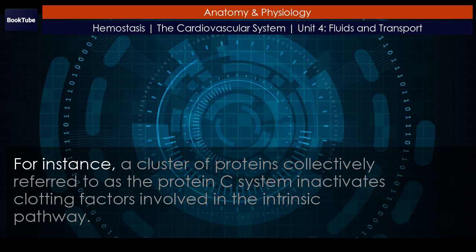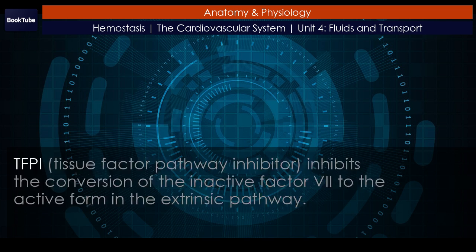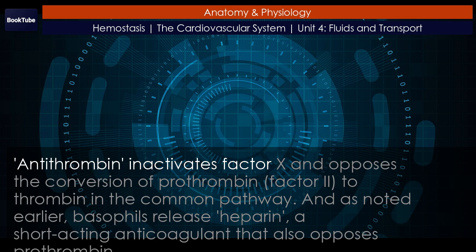For instance, a cluster of proteins collectively referred to as the protein C system inactivates clotting factors involved in the intrinsic pathway. TFPI, tissue factor pathway inhibitor, inhibits the conversion of the inactive factor 7 to the active form in the extrinsic pathway. Antithrombin inactivates factor X and opposes the conversion of prothrombin, factor 2, to thrombin in the common pathway.